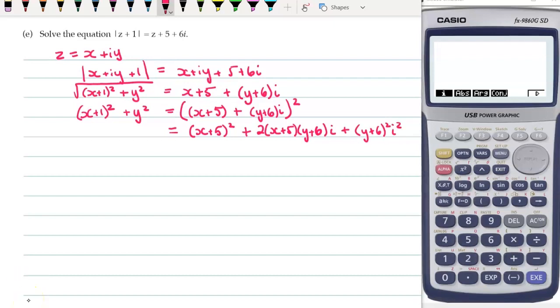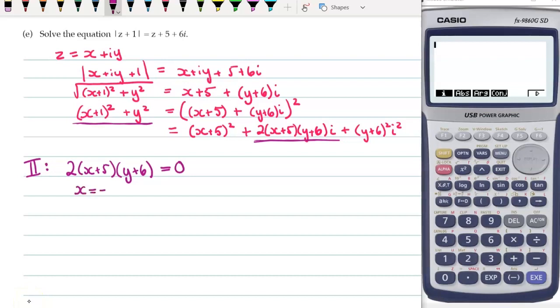Now that saves us a little bit of effort because we can notice that on the right hand side we have an imaginary term, but on the left hand side we don't. So on the left, if we're just looking at equating imaginary parts, we would have 2 times x plus 5 times y plus 6 is equal to 0. That gives us solutions of x equals -5 and y equals -6. And for each of those two possible solutions, we need to find the corresponding y or x that would go with them.